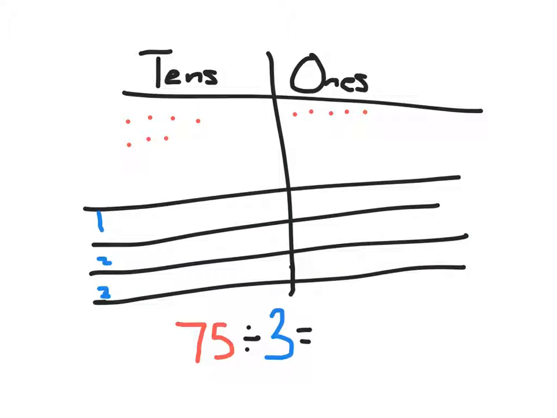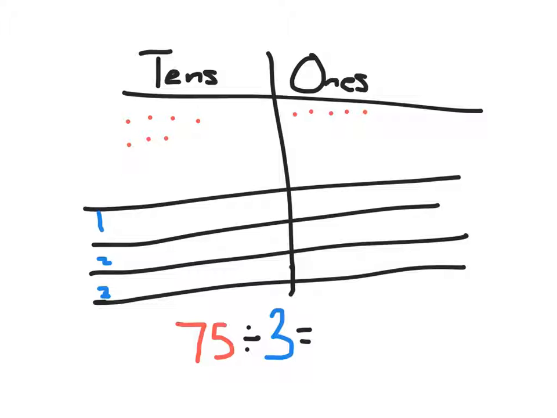So here's another problem. I'm giving you 75 divided by 3. So what's that represented in a place value chart? 75 is 7 tens and 5 ones. And we're dividing them equally between 3 groups, which I drew using blue, and the units are red again.